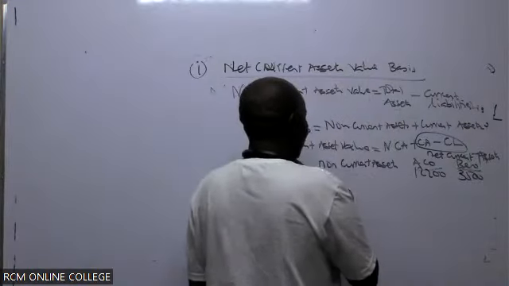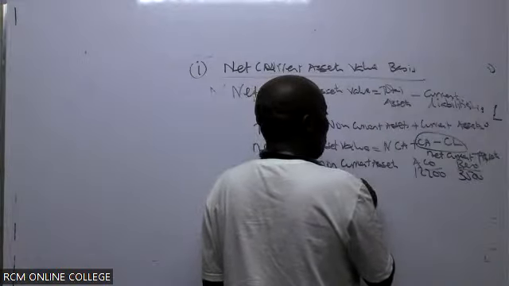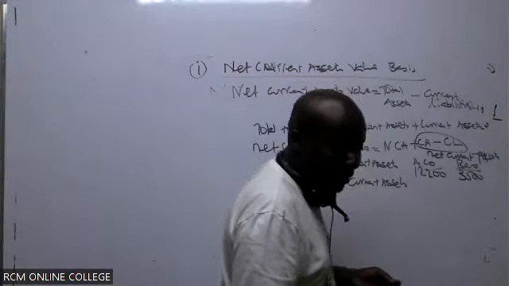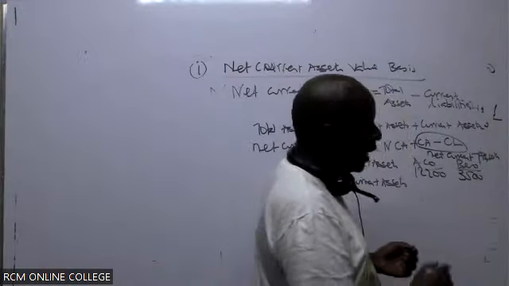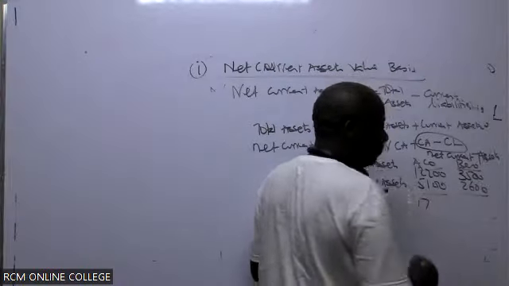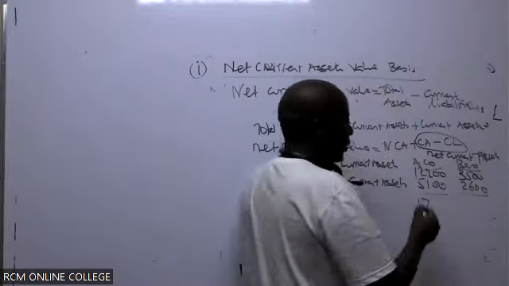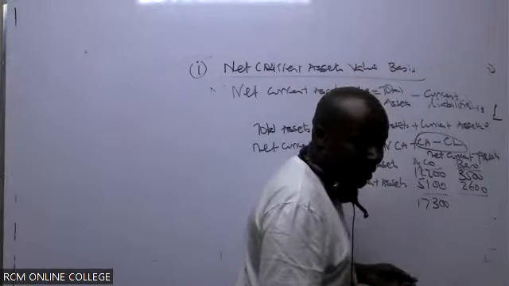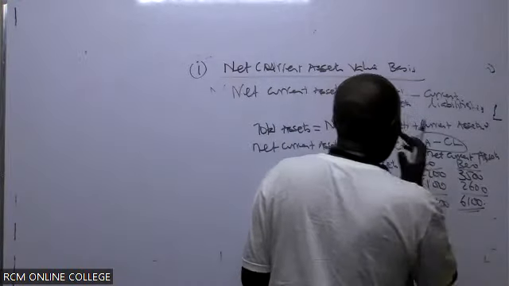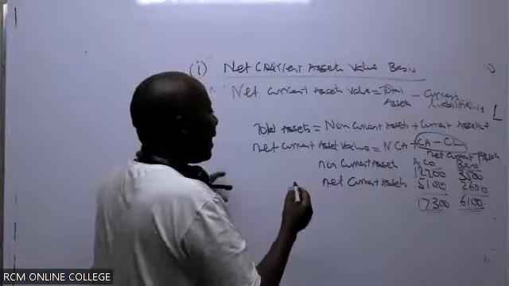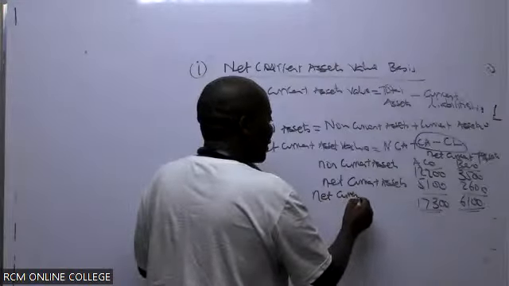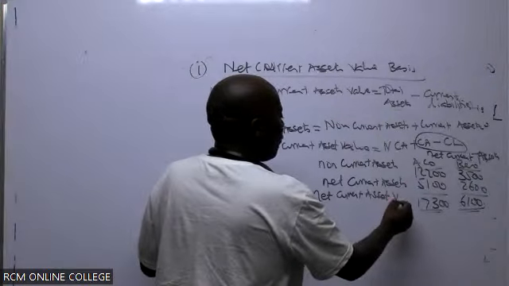And then the net current assets. They have given me net current assets. What do we have there? 5,100. And that's how they got these figures of 17,300 versus 6,100. So these are our net current asset values.